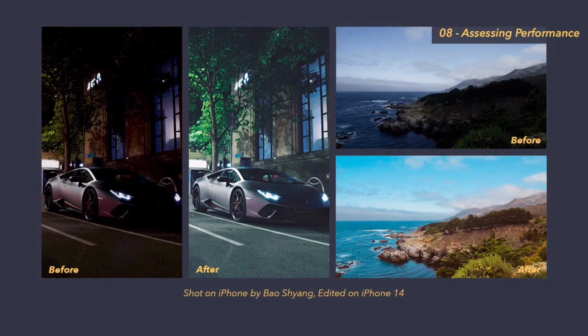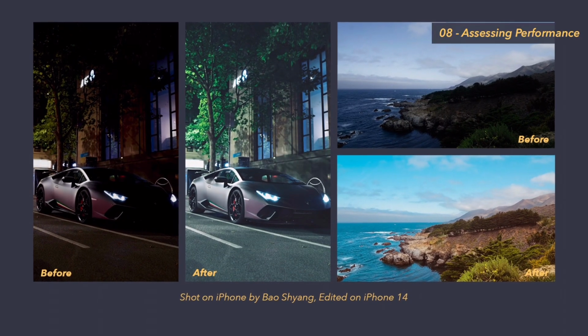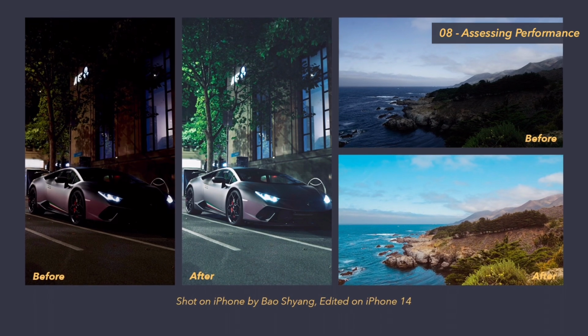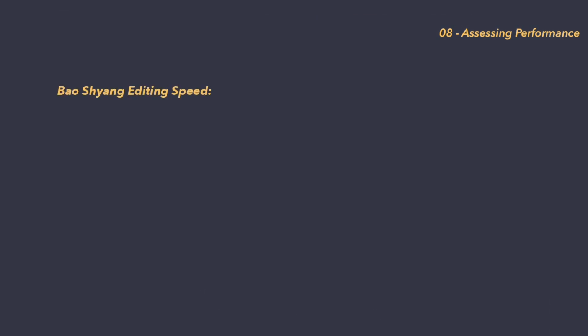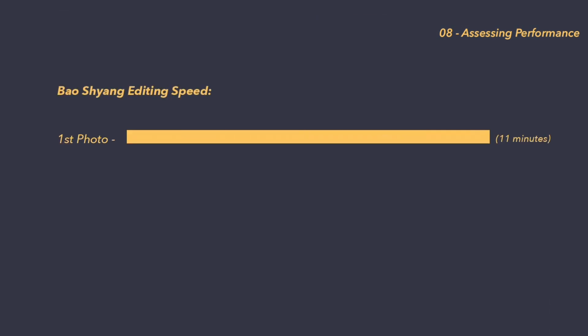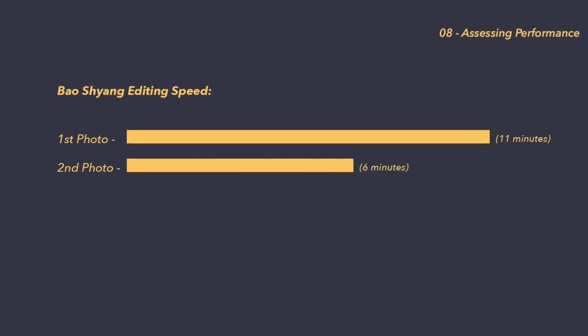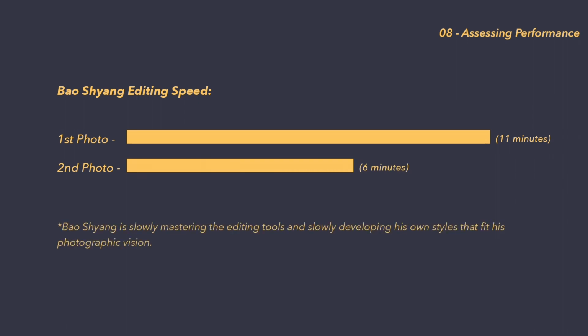So based on the feedback just now, Baoxiang did utilize what he has learned in this tutorial. In just a few adjustments, he is able to change the storytelling of the photo through editing. I also noticed that he used 11 minutes to edit the first photo and just 6 minutes for the second photo. From this, we can learn that he is slowly mastering the editing tools and slowly developing his own styles that fit his photographic vision.